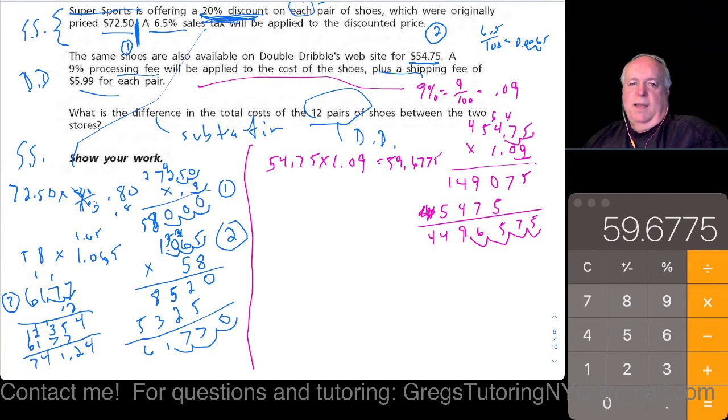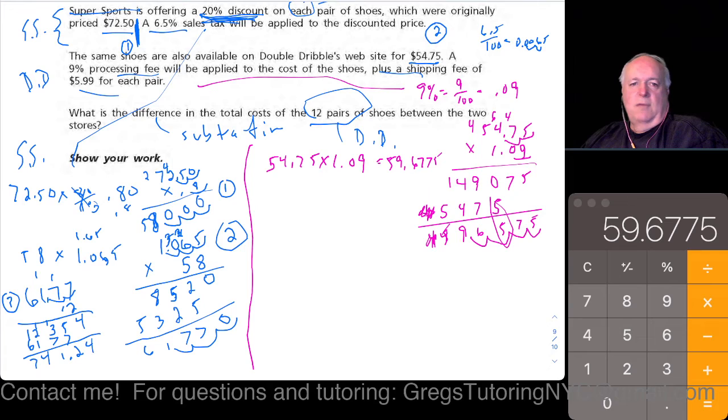And so when I added that 1 into it, this should have ended up being the 5. Okay, so we get 59.67. I did something wrong here again. I did something wrong there. So, all right, we get 59.6775.